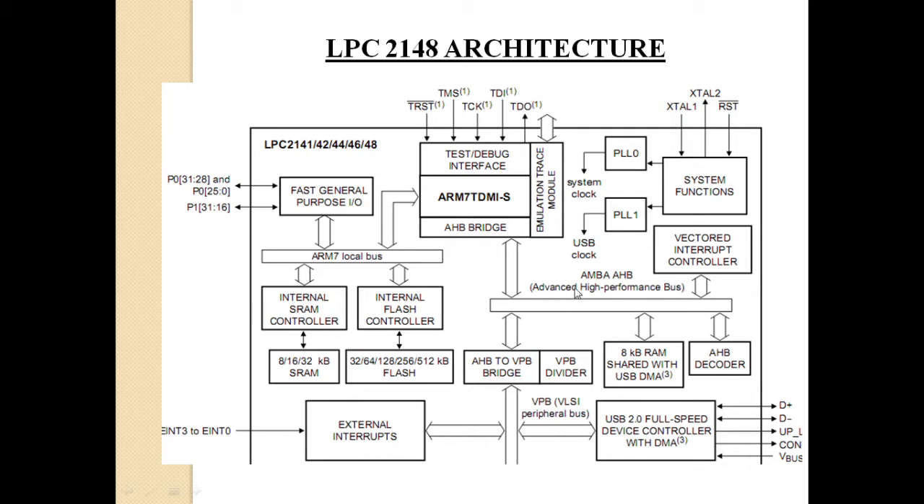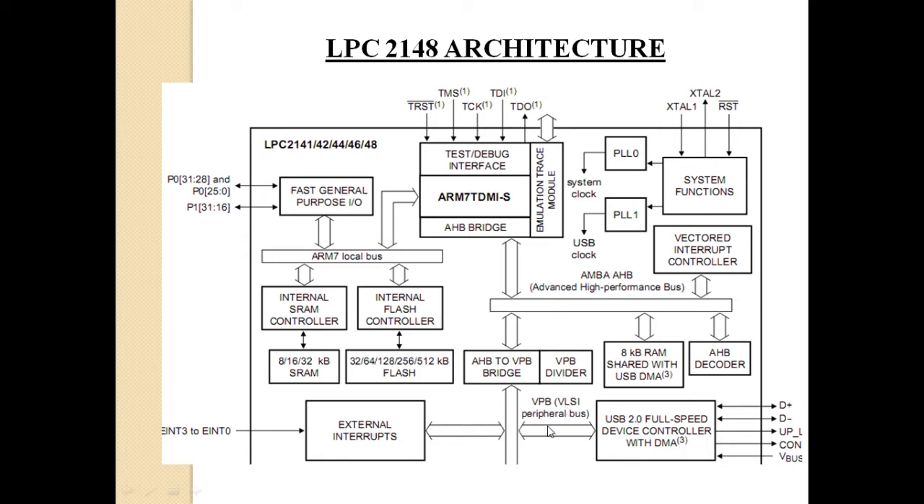The Advanced High-performance Bus is used for connecting all the advanced peripherals such as USB, DMA, and the vectored interrupt controller, which is used for handling all the interrupts. What an interrupt controller is, we will see later when we deal with interrupts. So the DMA controller and the vectored interrupt controller are the high performance devices, and they are connected to the advanced high-performance bus. The peripherals such as ADC, external interrupt, timer, etc. are connected to the VLSI peripheral bus.